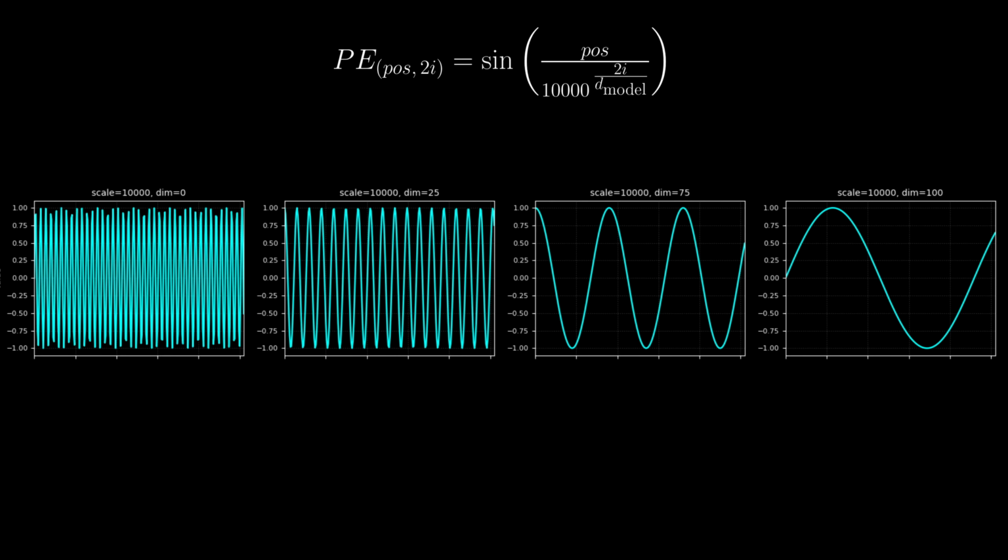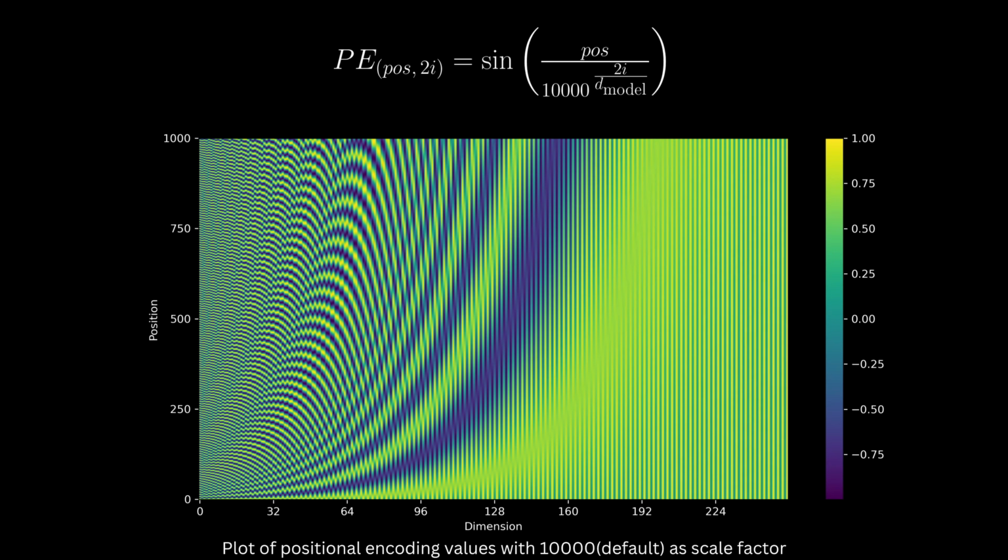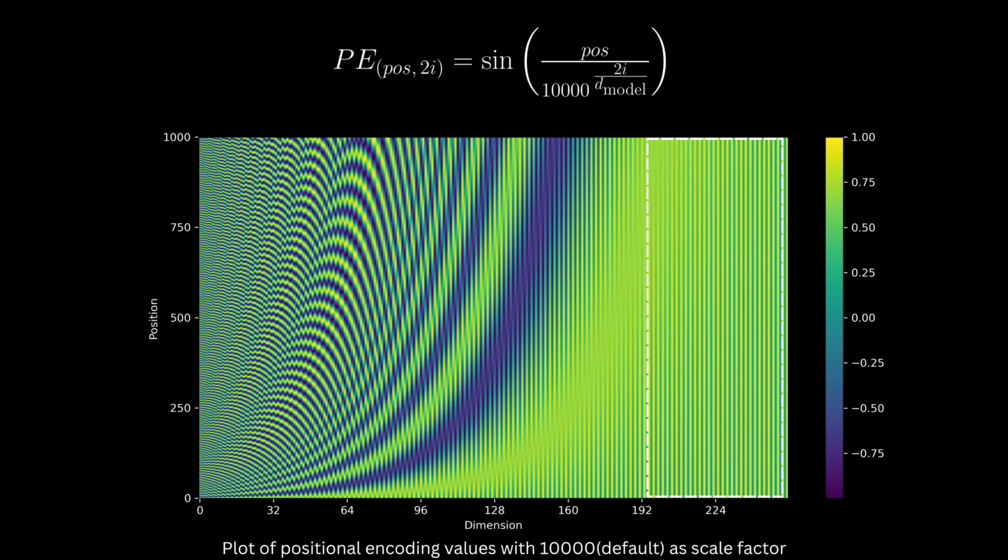To understand this, let's start by plotting the encoding values for different positions for a 256-dimensional sinusoidal embedding. Now here we are not interested in this plot on its own, rather we'll care about how the behavior of this plot changes when we alter the scale factor. With the scale factor of 10,000, which is the default value, in the later dimensions, say dimension 200 to 255, the sine waves oscillate very slowly. Because their frequency is so low, their values don't change at all for position 0 to 1000.